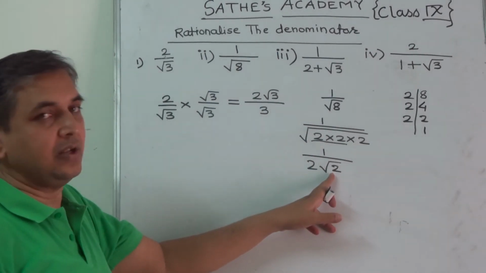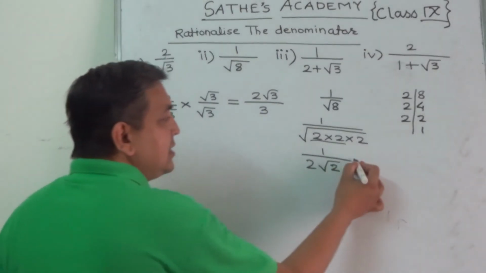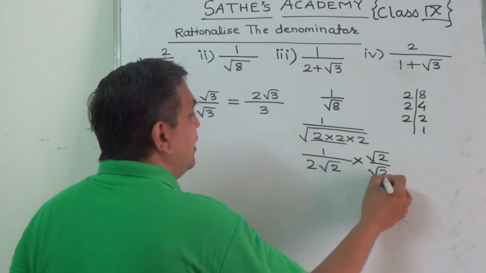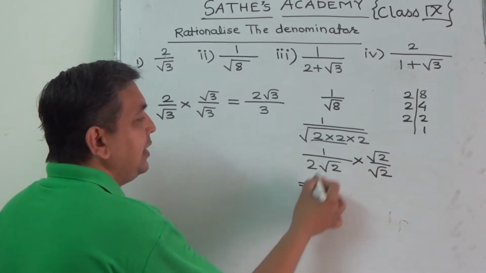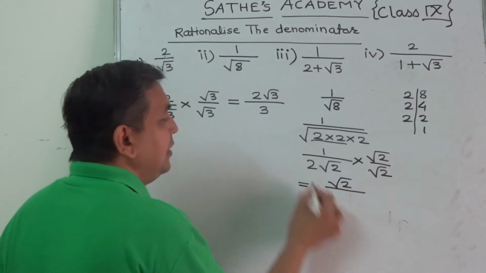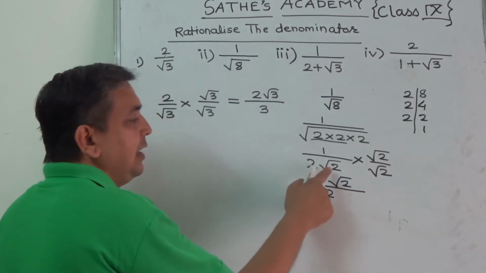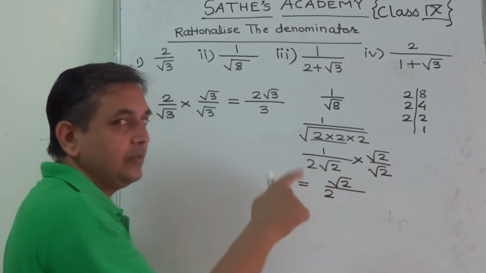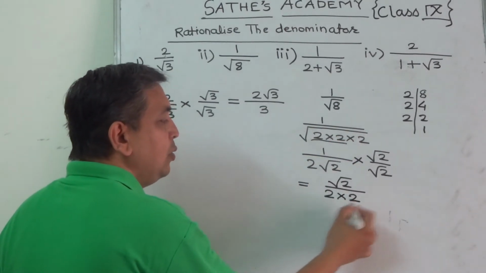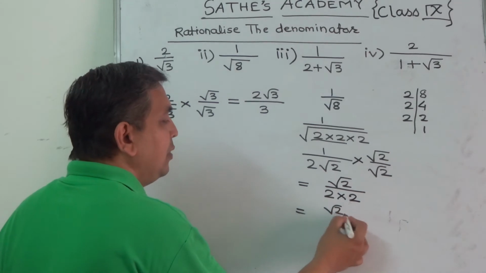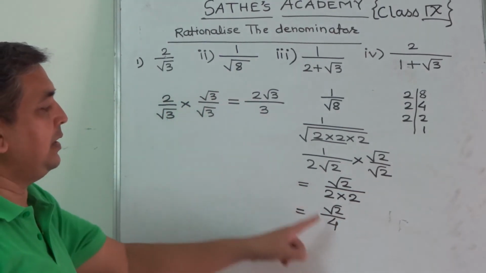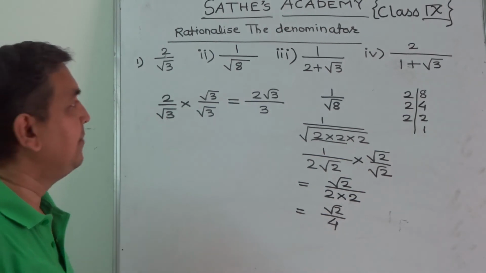This is an irrational number. To rationalize this, we multiply numerator and denominator by root 2. So what do we get? 1 into root 2 is root 2 upon this 2 as it is, and root 2 into root 2 is root 2 square, and root 2 square is 2, and that is equal to root 2 upon 4. So again this denominator gets rationalized.